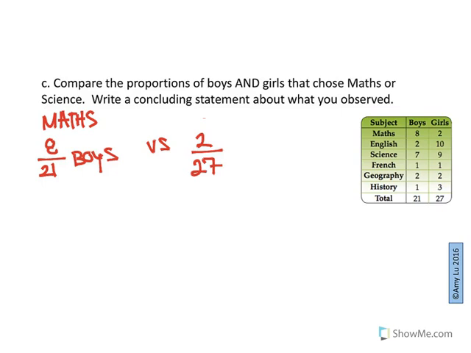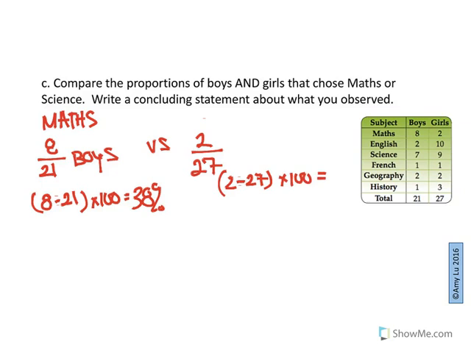Now from previous chapters, we've talked about converting these fractions into percentage by simply taking your numerator and dividing it by your denominator. And once you have that, you times it by 100 to get your percentage. And 8 out of 21, when you actually calculate this as a percentage, is 38%. And for girls, 2 out of 27, so 2 divided by 27, then times it by 100 equals approximately 7%. Now, that's for maths. Let's look at science.